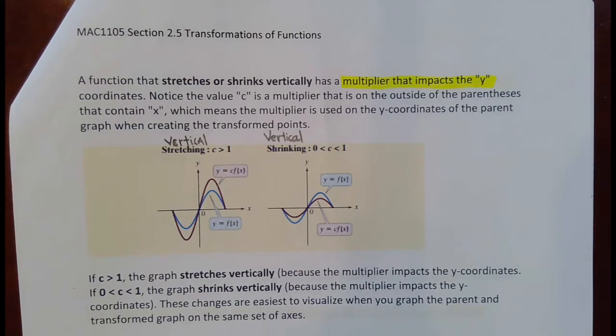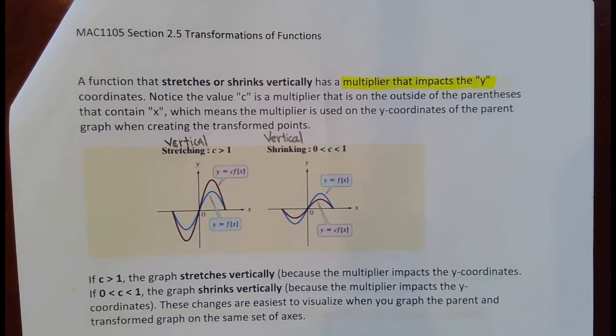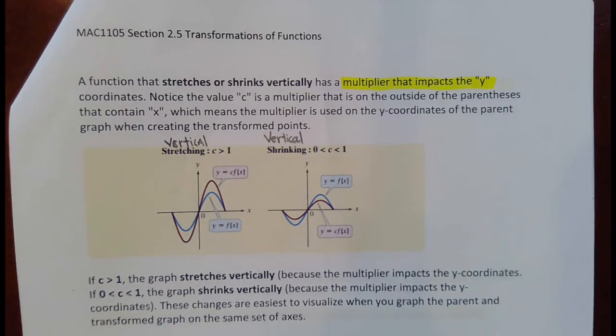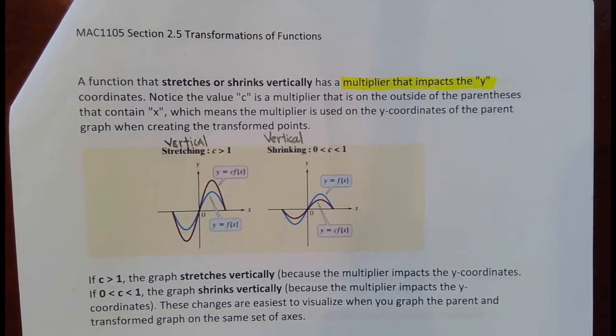Okay, this is a continuation of section 2.5 for MAC 1105. We've been discussing various transformations, the vertical shifting, horizontal shifting. We've also gone over reflections when a parent graph will flip over the x-axis. That's called reflecting about the x-axis, and when it will reflect over the y-axis. And now we are moving on to stretching and shrinking of graphs both vertically and horizontally.